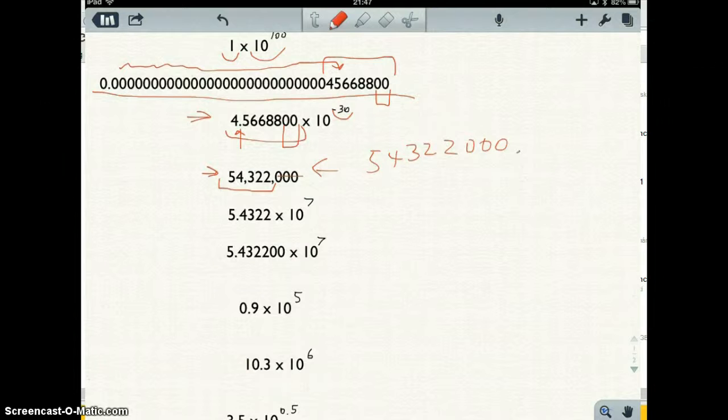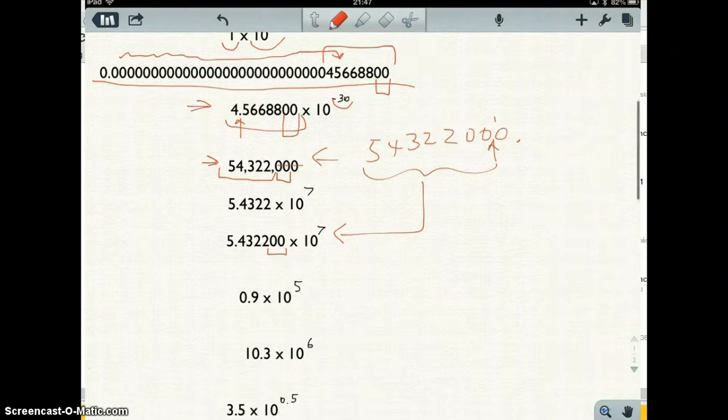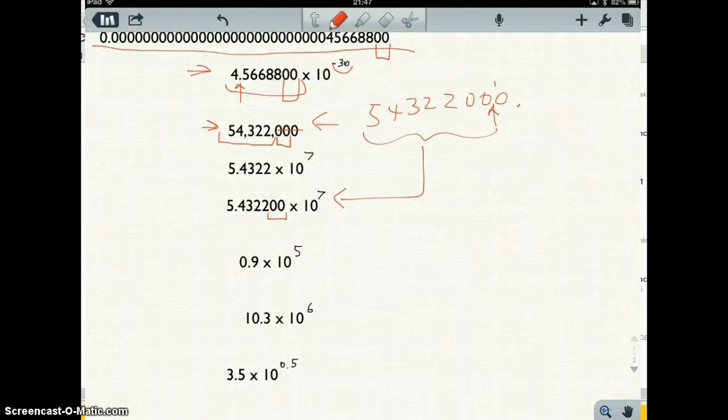and put a period at the end. But what if you just measured 2 of the zeros? You didn't measure 3, you measured just 2. In that case, you would write it in scientific notation, or standard form: 5.432200, putting those 2 measured zeros there, times 10 to the 7th. That would explicitly show that of those 3 zeros, 2 were measured and 1 was not. So that's another case where standard form has an advantage over regular numbers.